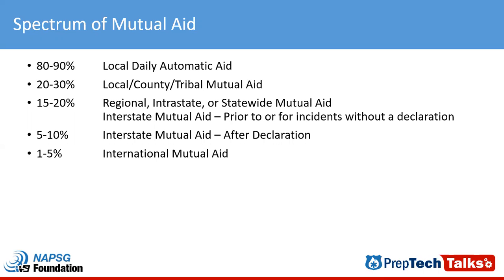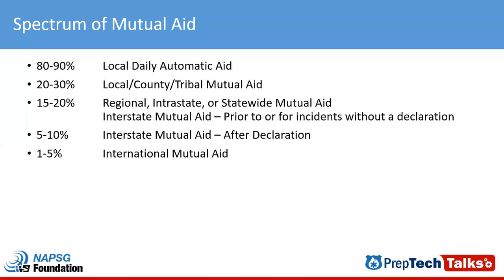And then for larger scale events that have not escalated into being major emergencies or states of disaster, that's typically referred to as local, county, or tribal mutual aid. That could be a broader level of agreement among multiple jurisdictions within a given county, or between different tribal nations, or simply between different localities across a state.